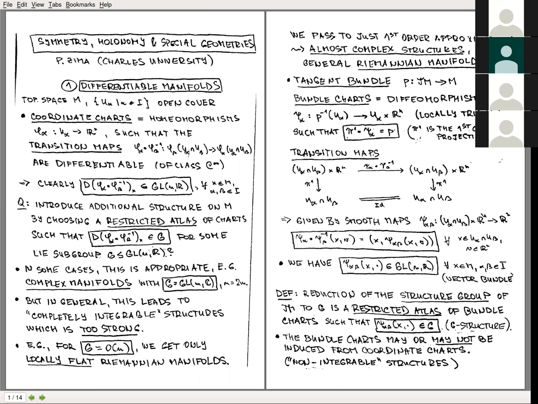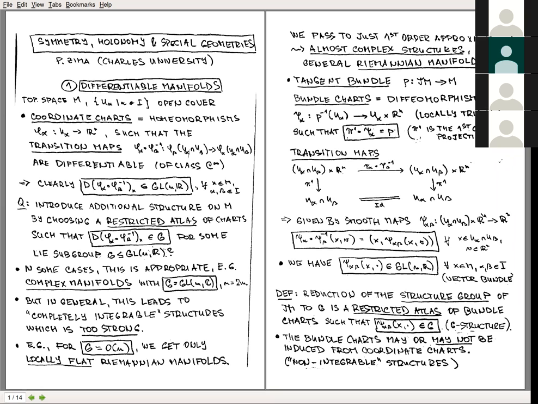Okay, and now at this first order level, we define the reduction of the structure group of the tangent bundle, in this case to a subgroup G, as some restricted atlas of bundle charts such that the maps psi alpha beta, which come from the transition maps, go just in the subgroup G. This is called a G structure. The bundle charts may or may not be induced from coordinate charts. That was the point.